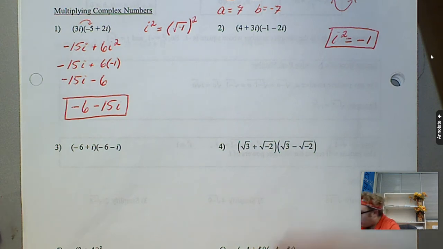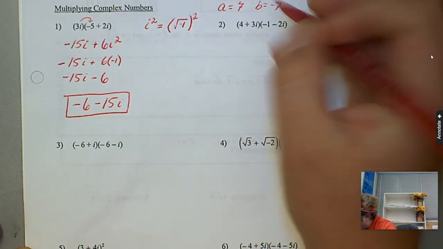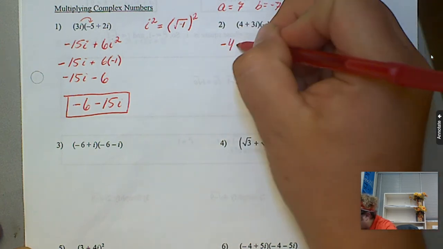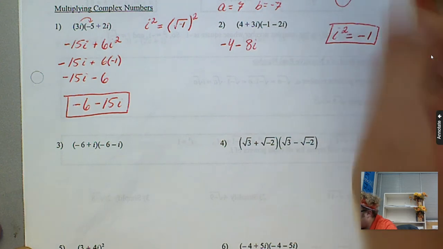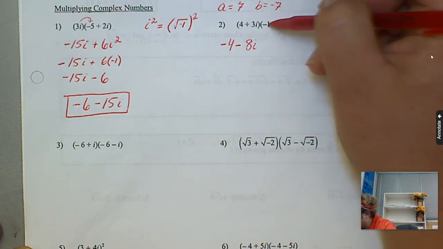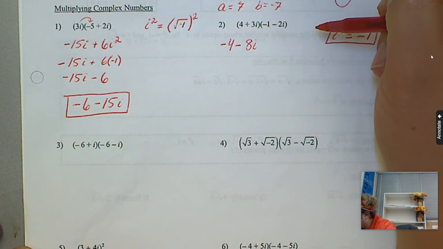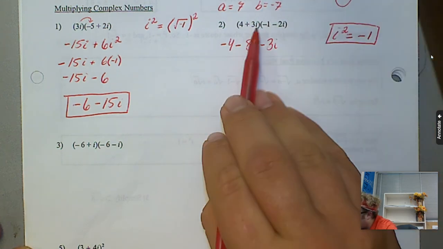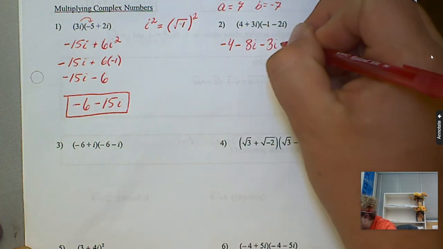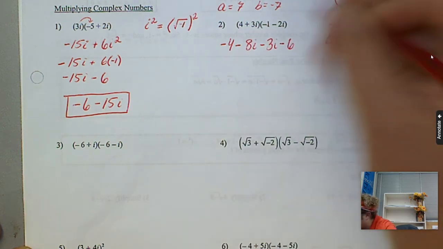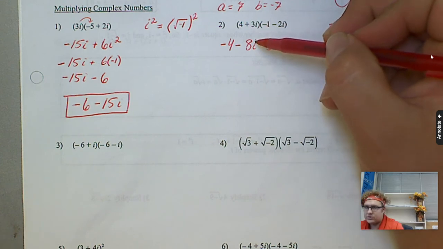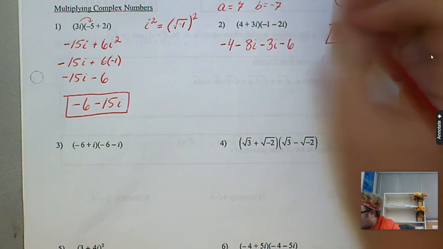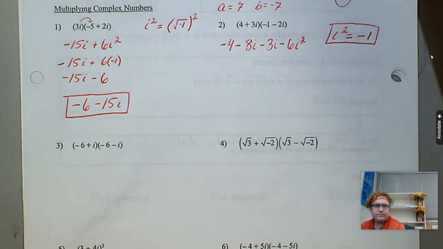On to number 2. We have 4 times -1, so that's -4. 4 times -2i gives me -8i. So I've multiplied that 4 times each expression in this second two-term. And then 3i times -1 makes -3i, and 3i times -2i is going to be -6. In my head, I'm doing the coefficients first, so 3 times -2 gives me -6, and then i times i gives me i squared.